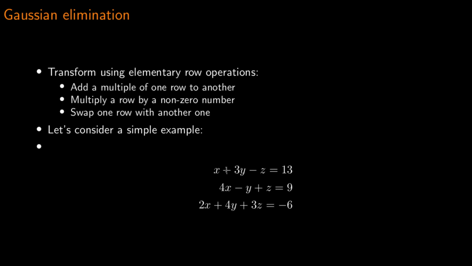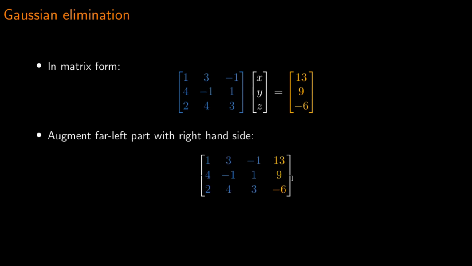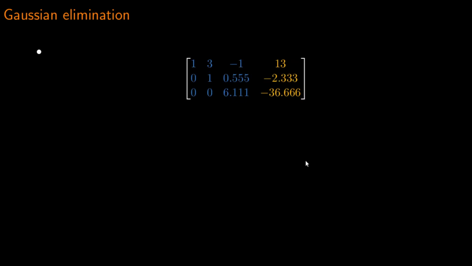Note now that I'm using x, y, and z for the unknowns instead of x1, x2, and x3, but otherwise it's really the same. Of course, we can write that out in matrix notation as we've seen in the previous example, and if we augment the far left part with the right-hand side, we get something like this. Then we apply the elementary row operations that we've talked about to convert that augmented matrix into row echelon form, and if we do that, we will get a result that looks something like this.